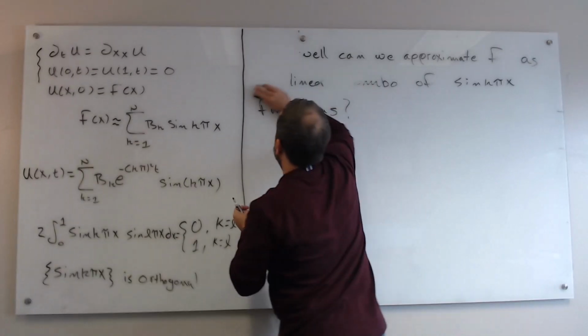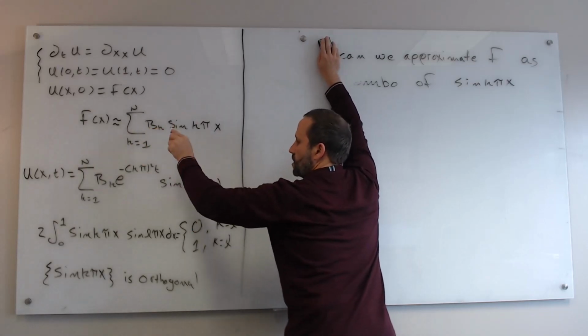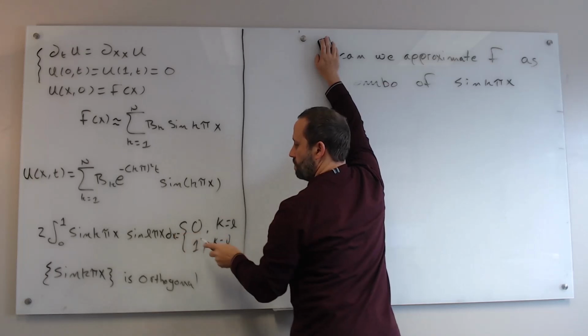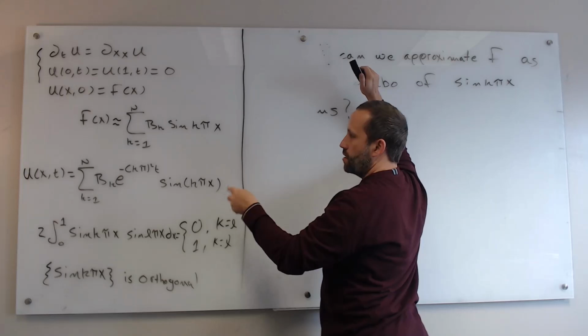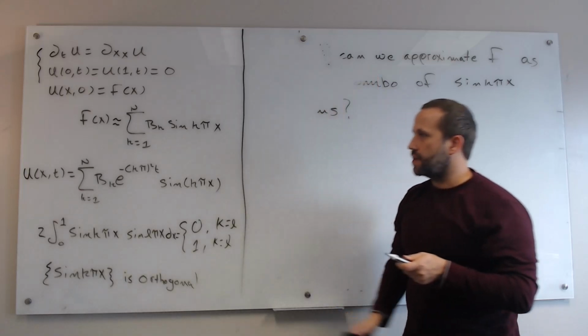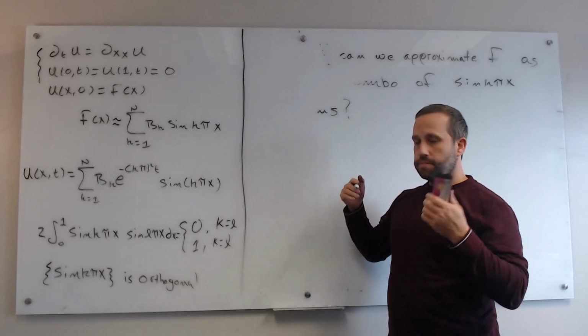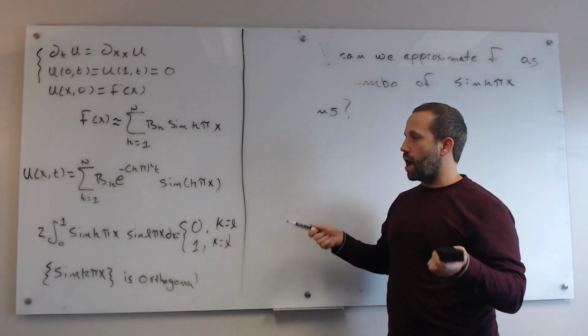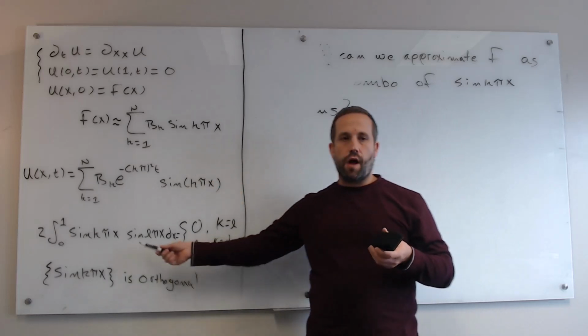But the next question is, okay, well, I know that if f is literally equal to this, then I should take bk equal to the integral of f with the sine functions. So if f is literally equal to that, then I should just take bk to be the inner product of f and sine k pi x, where the inner product is defined like this.